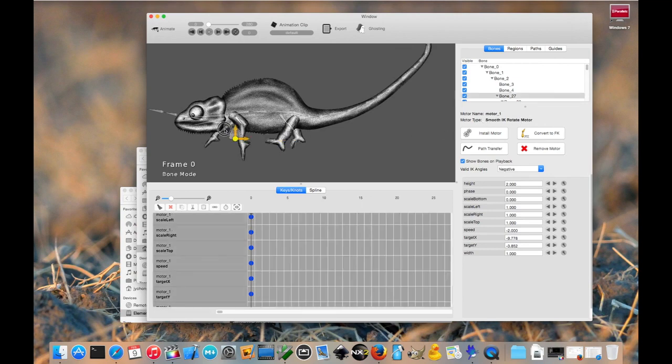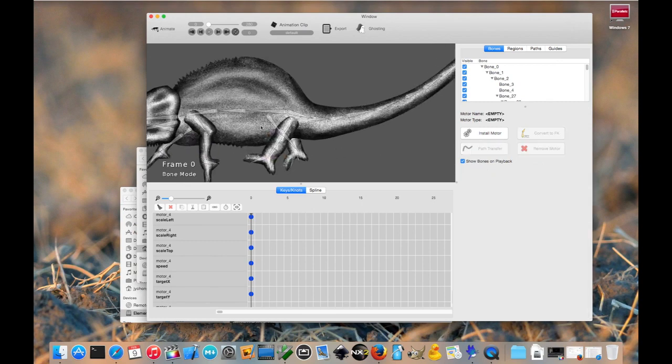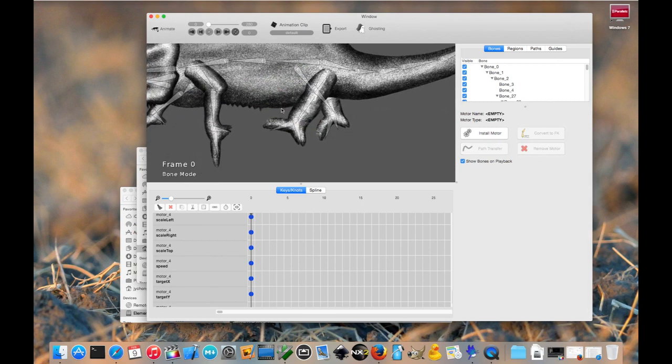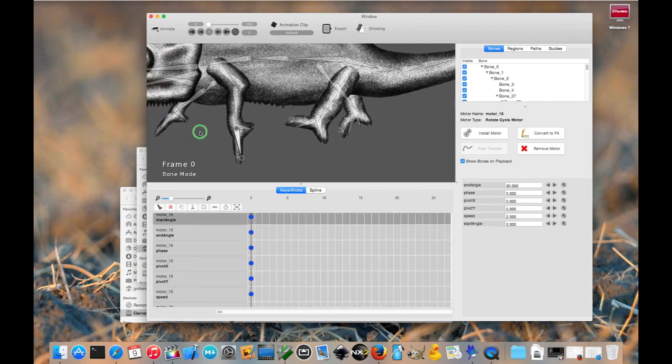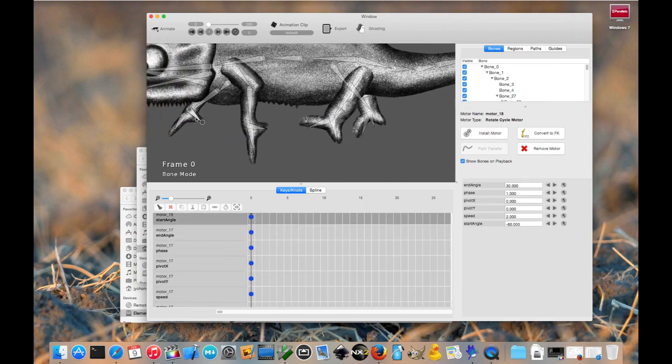So each of these legs has a smooth IK rotate motor. And for added effect, at the base of the foot, we have a bunch of rotate psychomotors just to sort of twist in, compress in, and expand out the foot like a real chameleon.